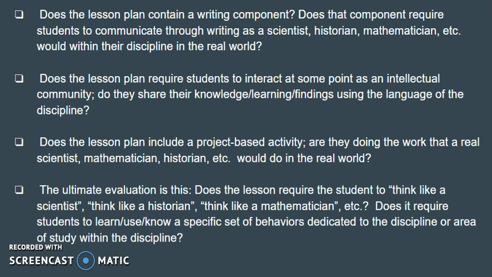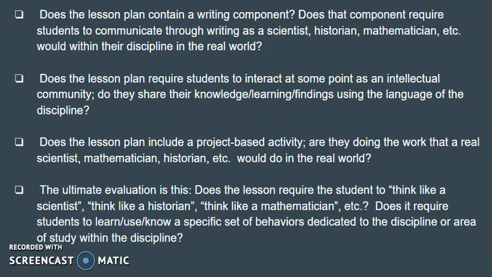Does this lesson plan include a project-based activity, and are they doing the work that a real scientist, mathematician, or historian would do? And then the last thing we're going to look for is the ultimate evaluation, and that is whether or not the lesson requires the students to think like a scientist, a historian, or a mathematician, and whether or not it requires students to learn or use or know a specific set of behaviors dedicated to the discipline or the area of study within its discipline.